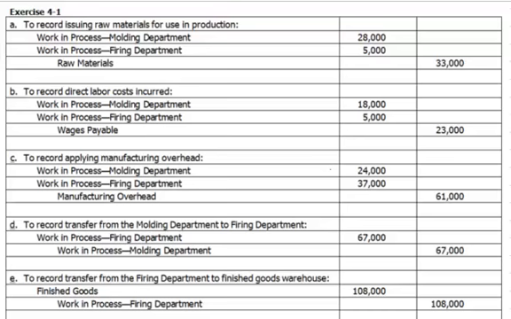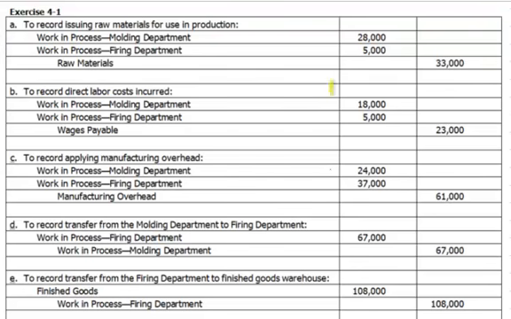In this video, we're going to be using exercise 4-1 to illustrate how to do the journal entries in a process costing system. In transaction A, we are removing the raw materials from the storeroom and putting them into production, but those raw materials are going to two different departments.